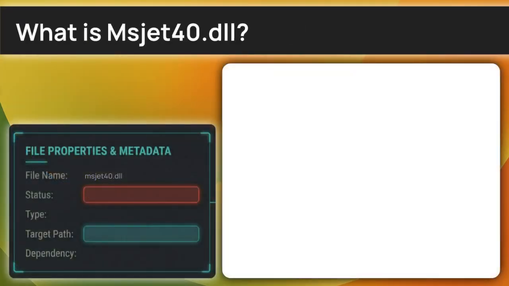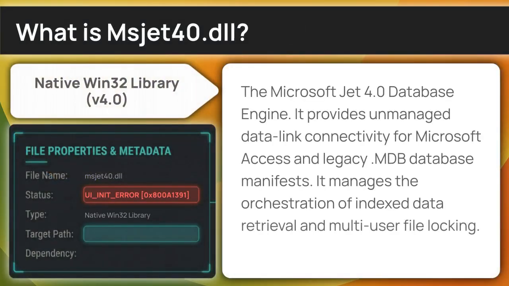This is the msjet40 library, the Microsoft Jet 4.0 database engine. It provides unmanaged data link connectivity for Microsoft Access and legacy .mdb database manifests. It manages the orchestration of index data retrieval and multi-user file locking. Now that we've covered what the file does, let's jump into our first fix.